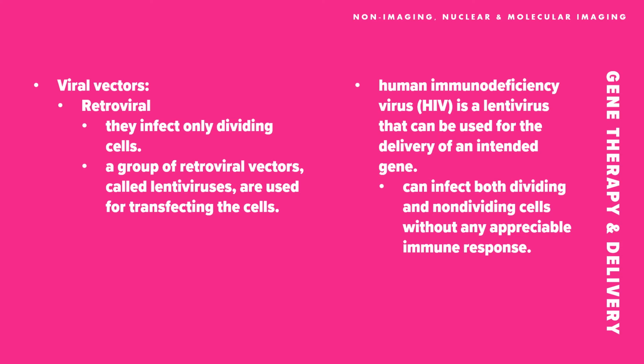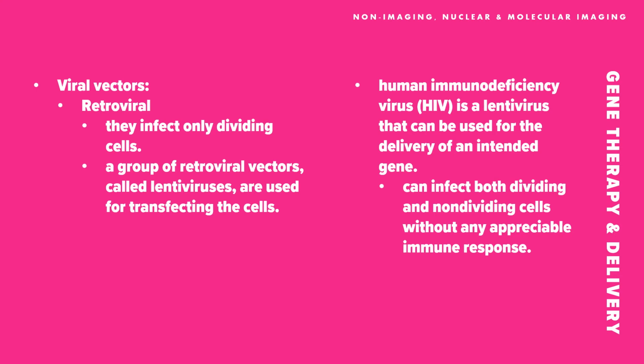MDA-MB-231 is a particular breast cancer, and we want this cancer to express certain receptors. So we use lentivirus to deliver the particular gene responsible for expressing the receptors. The lentivirus carries this gene and transfects the MDA-MB-231 cells, and afterwards we have MDA-MB-231E, which is going to express EGFR. So that's how we do it.